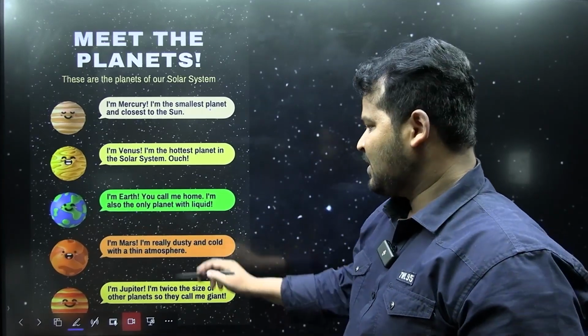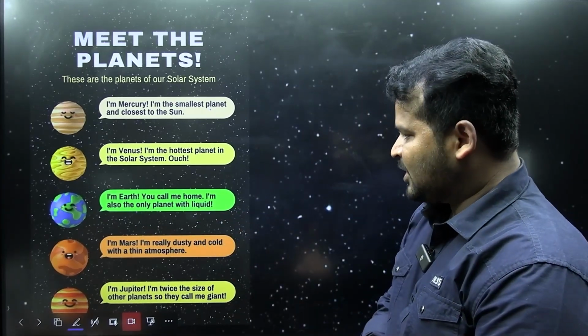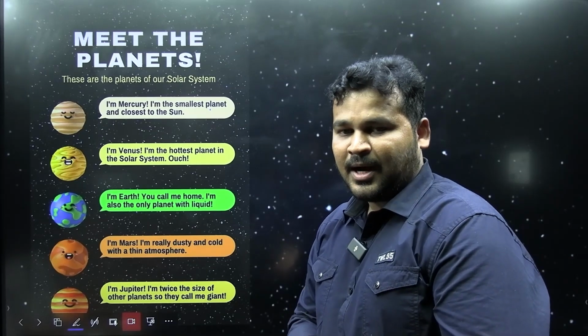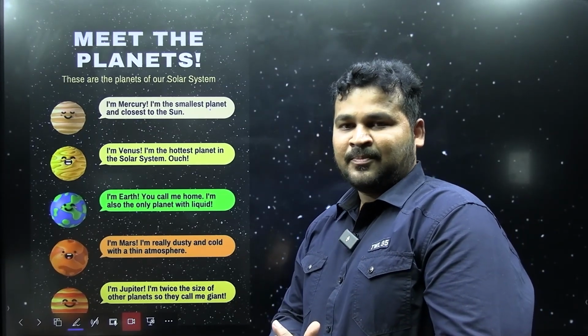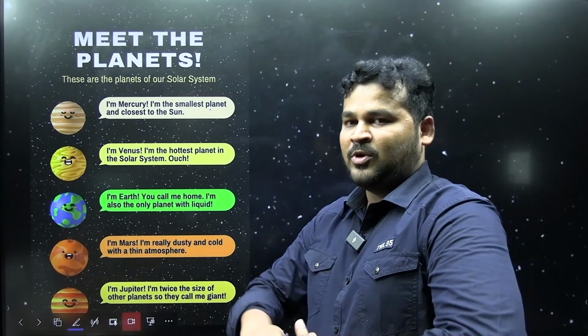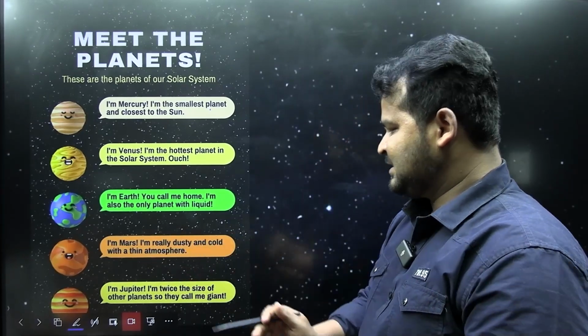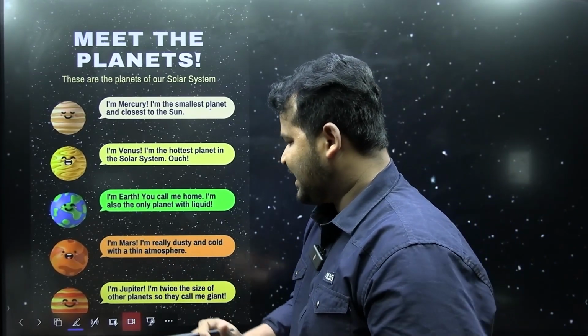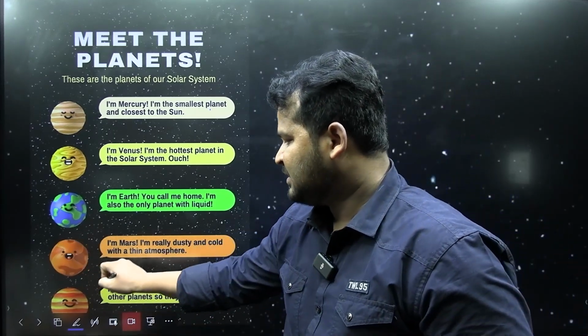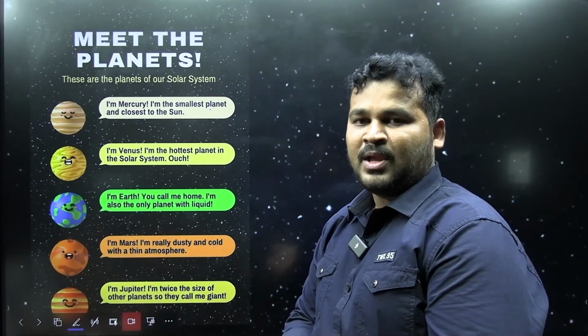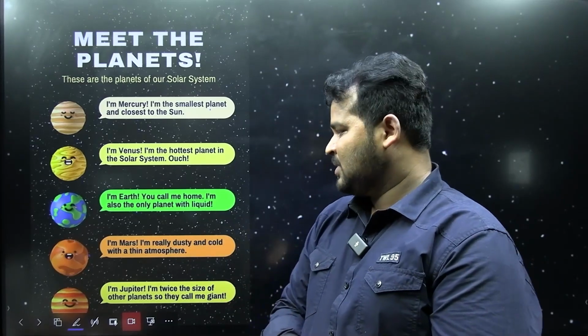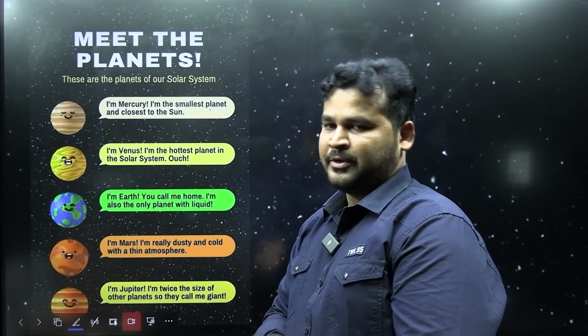Earth, it is our Earth. You call me home. I am also the only planet with liquid water. Here it is saying that I myself, I am Earth. I am the only planet that has water among all the remaining planets in the solar system. And after that, Mars. I am really dusty and cold with a thin atmosphere. So Mars doesn't have a proper atmosphere. It has only a thin atmosphere and it is very dusty and cold.